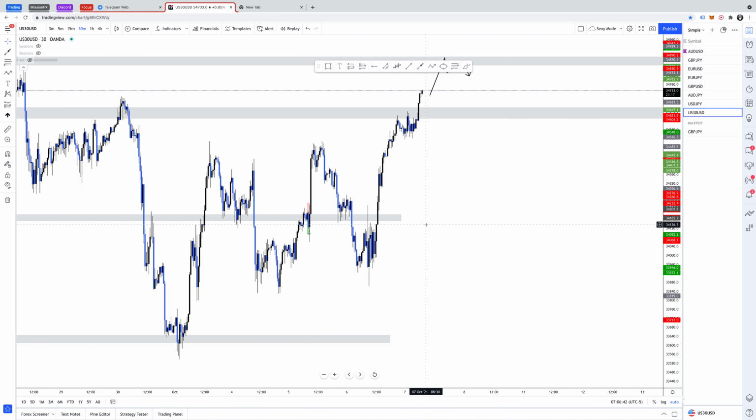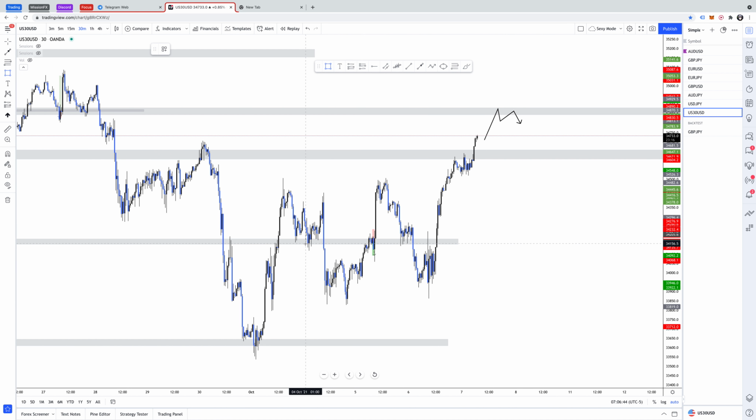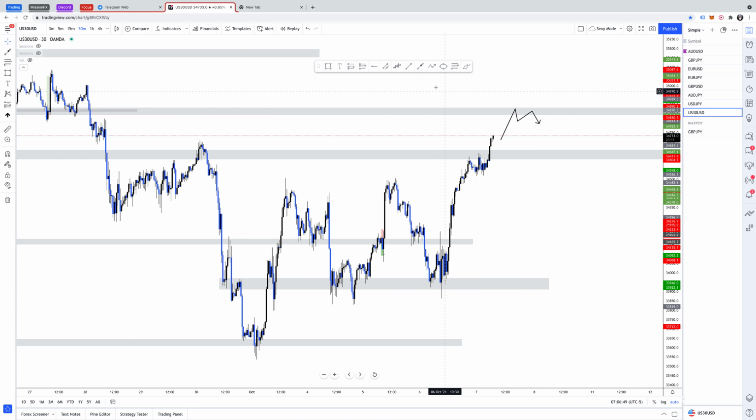I'm waiting on the clear zones though. I don't trade anything dicey, right? What are we talking about? Dicey zones? A zone like that. If you're trying to trade something like that, you're asking to get slapped in the face. Like, look at all this. You're asking to get slapped in the face.